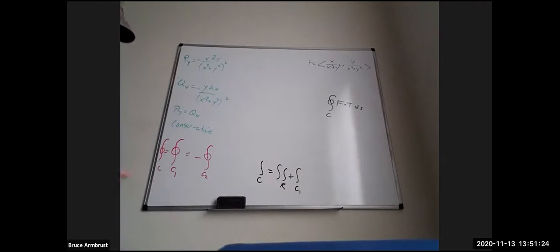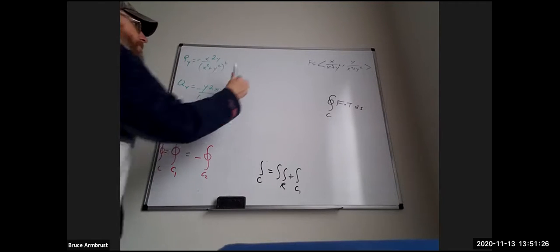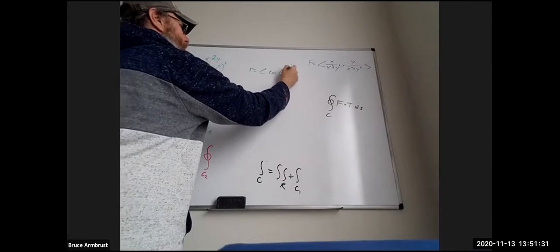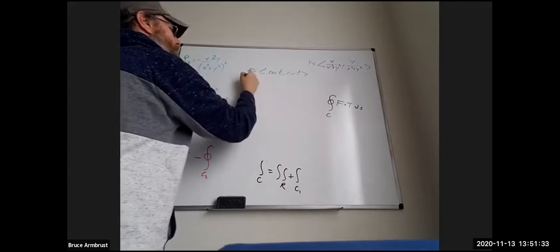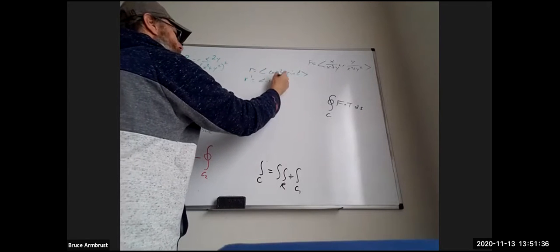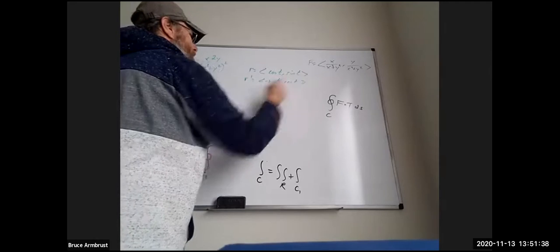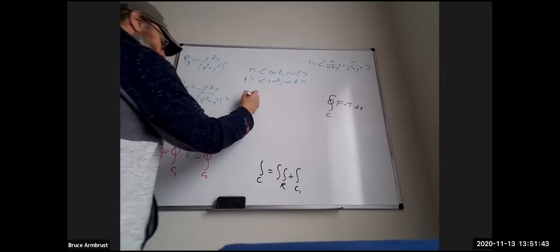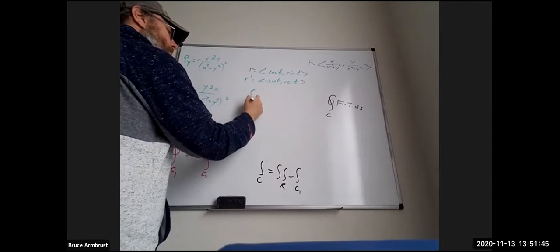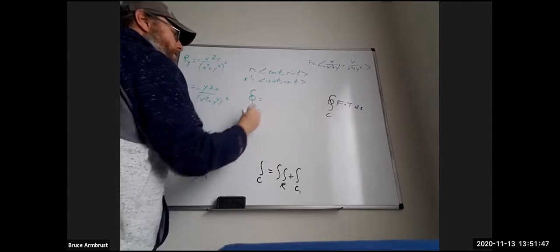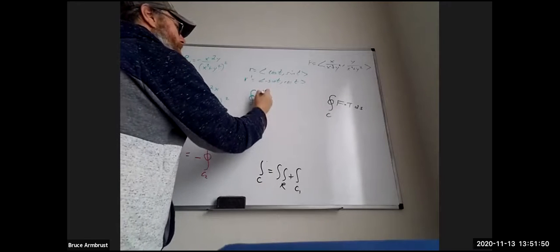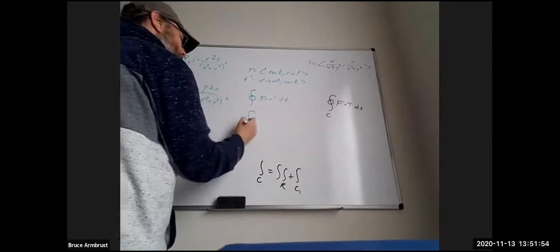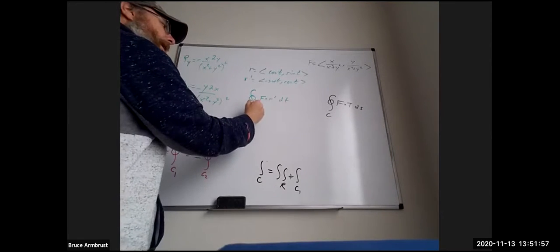All right, so parameterization for the unit circle. We've got r equal to cosine t, sine t. So r prime is minus sine t, cosine t, which means the integral over that circle of f dot r prime dt is going to be the integral from 0 to 2 pi.